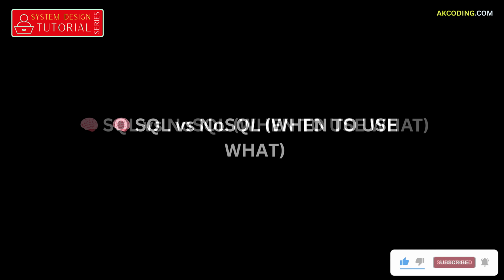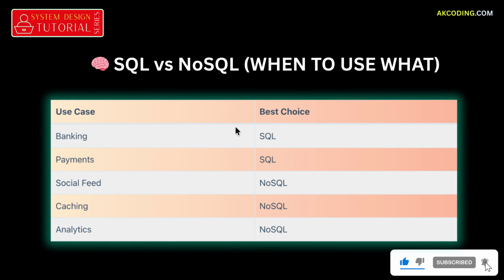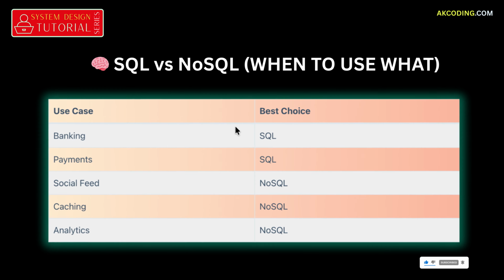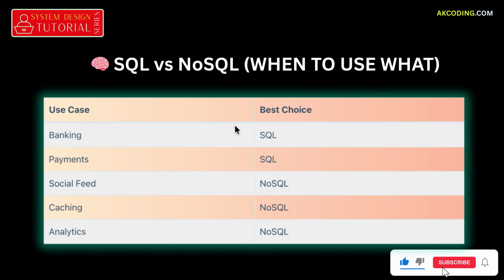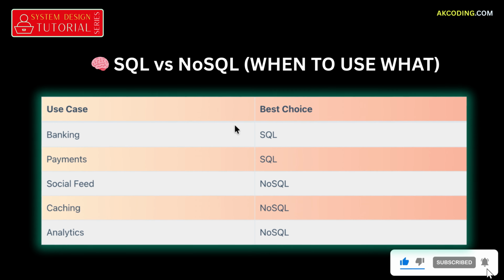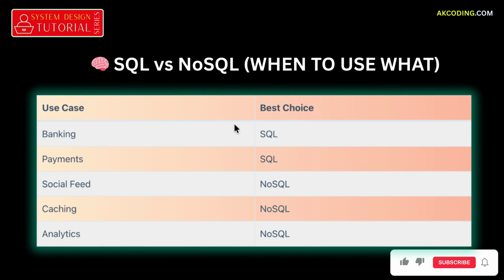Now let's see a quick comparison of SQL versus NoSQL, when to use what, based on use cases and best choices. Banking, use SQL. Payments, use SQL. Social media feeds, use NoSQL. Caching is best for NoSQL. Analytics is best for NoSQL.